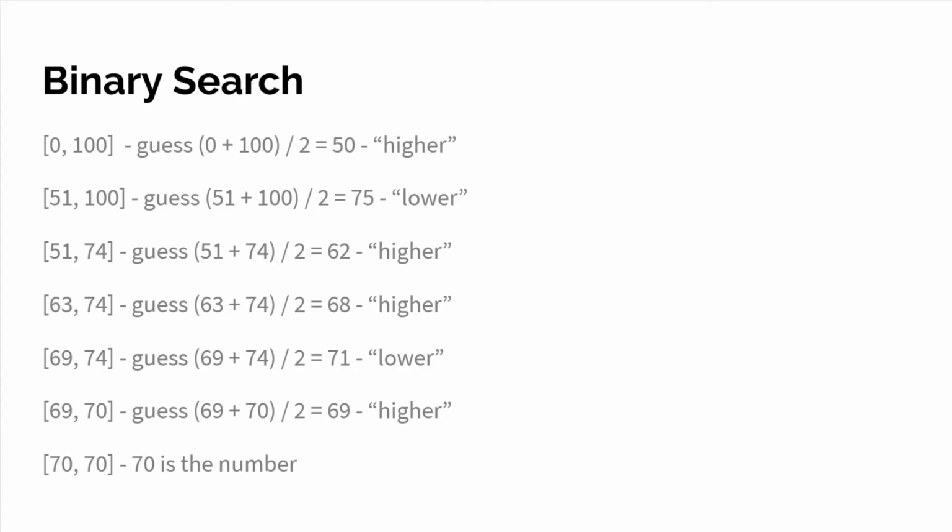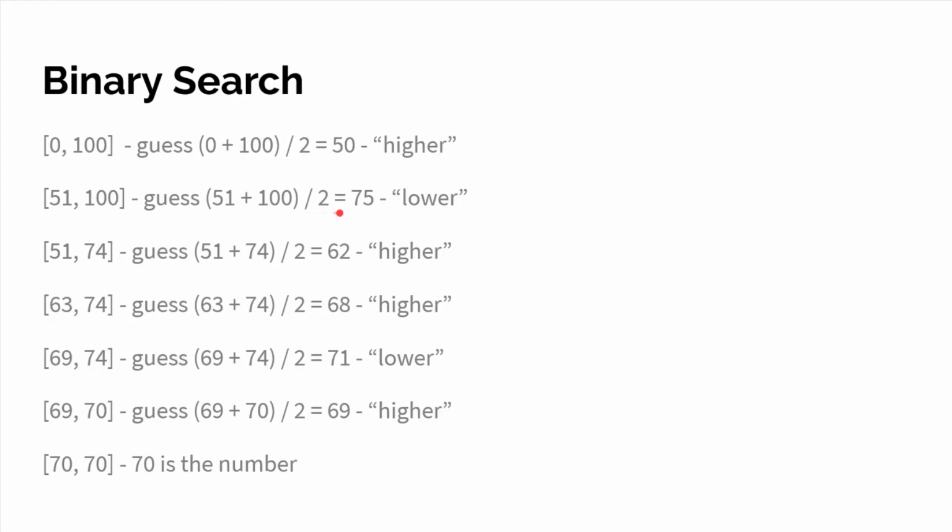So for example, we start with a range, maybe 0 to 100, and you would guess the middle of that range, 50, and I'd tell you, oh, the number I'm thinking of is higher. So this means that if it's higher than 50, then it has to be somewhere in the range 51 to 100, right? Because all the numbers lower than 50 are also canceled because I told you that the number is higher than 50.